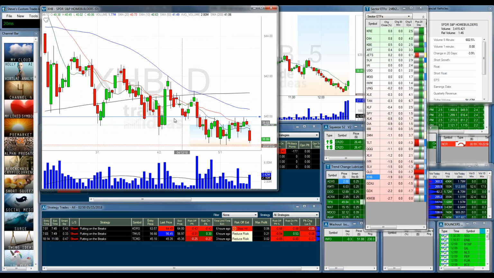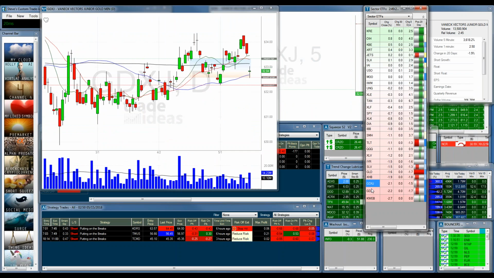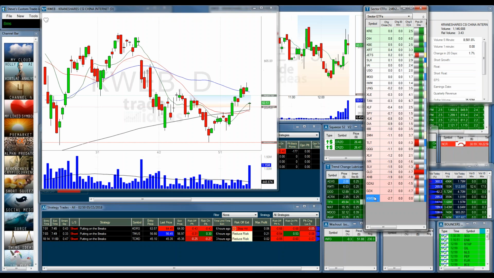We'll see what the market brings, but no harm, no foul. And then the miners, of course, are not doing very well either. So, that's a quick jaunt through sector land.